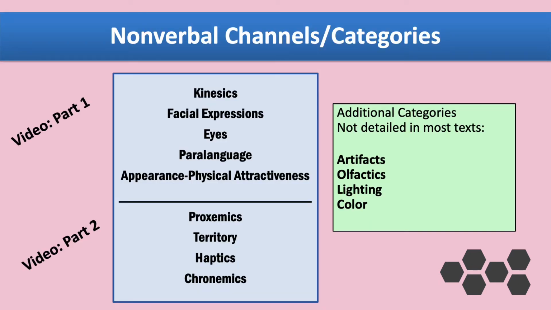So here's a list of all the different nonverbal channels and categories. I'm dividing it up into 2 videos because there are so many different channels. This is why you can't possibly control all of these channels on a conscious level when sending messages. A lot of these are unconscious or subconscious; you're not aware that you're using them. The additional categories over here in the green box that are not in most textbooks are included in video 2. So let's dive into some of these categories.